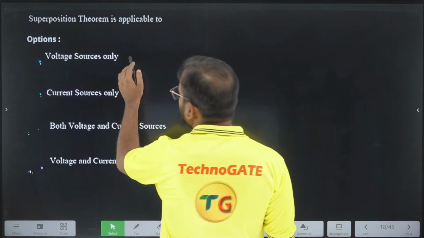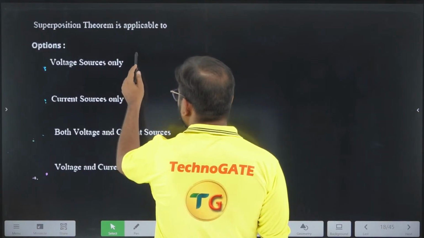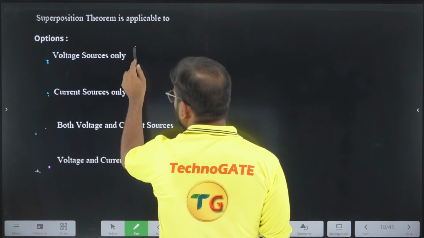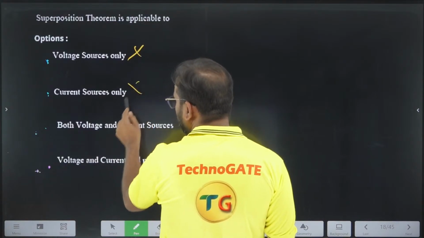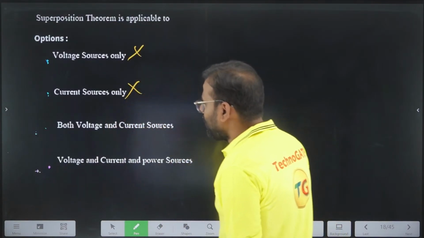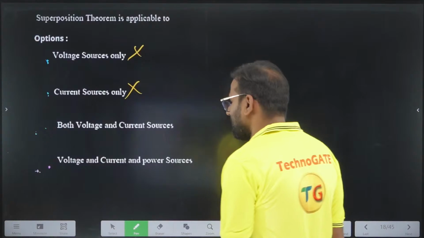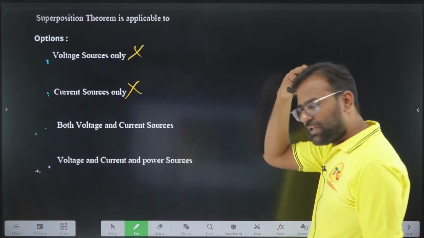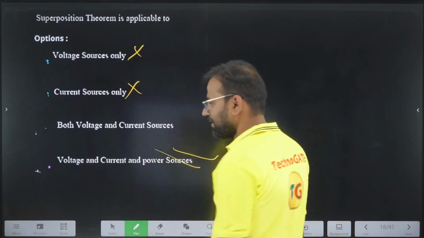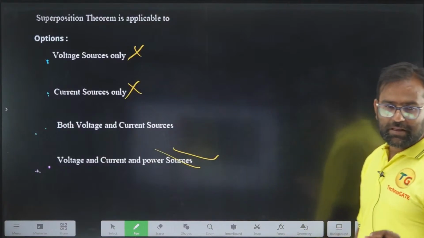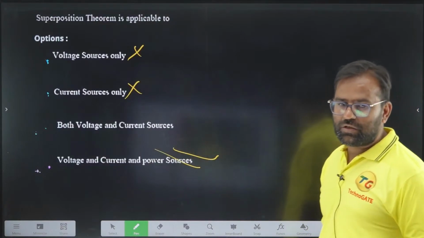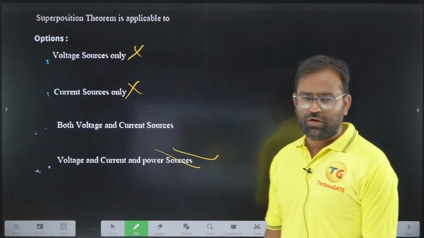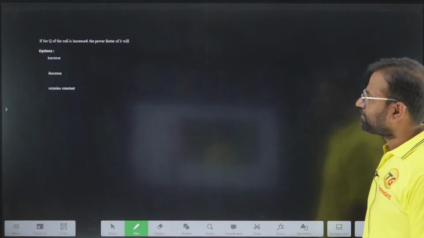Is this applicable on voltage sources only? No. It is applicable on both voltage and current sources. Saying "only" is not correct. So the superposition theorem is applicable on all voltage sources, all current sources or power sources. There is no problem in doing that.